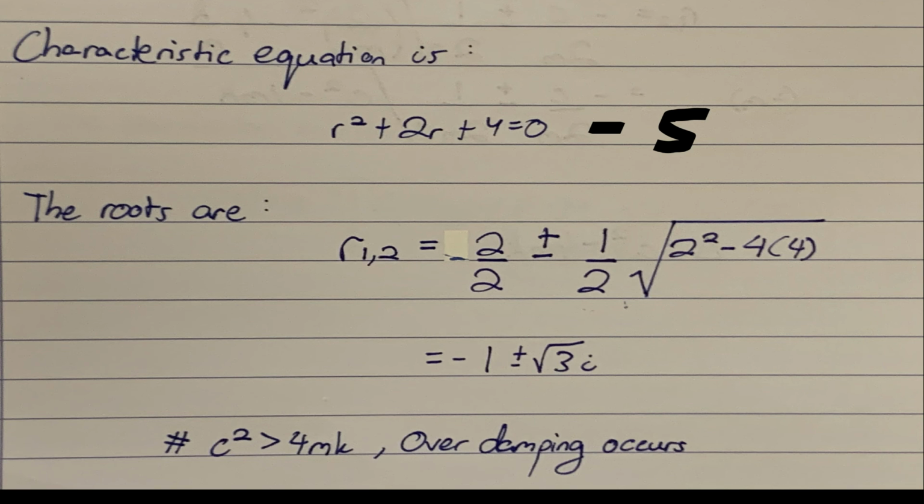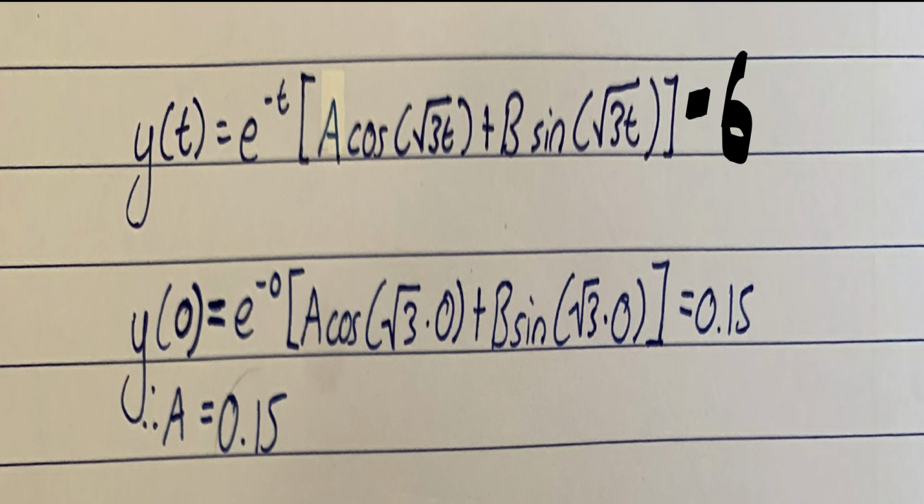The characteristic equation is r squared plus 2r plus 4 equals 0, and the roots are -1 plus or minus square root 3 i. Therefore, c squared is smaller than 4mk, which means underdamping occurs. As we have complex conjugate roots, the general solution to equation 4 is y in terms of t equals e to the power -t in brackets a cos square root 3 times t plus b sine square root 3 times t. Let's find a particular solution of 6 by applying the initial conditions.